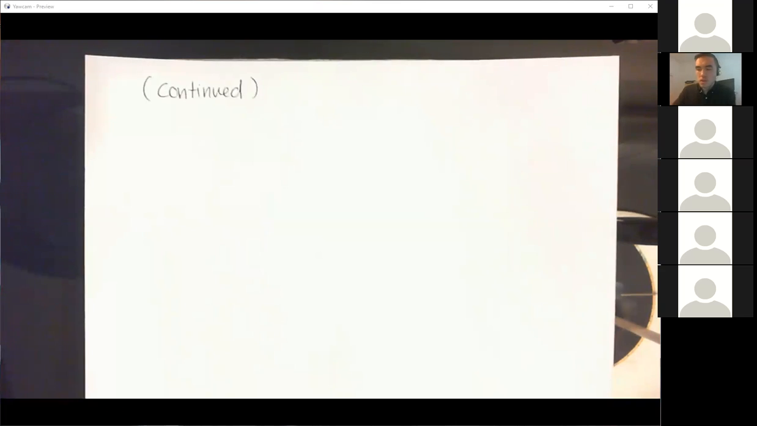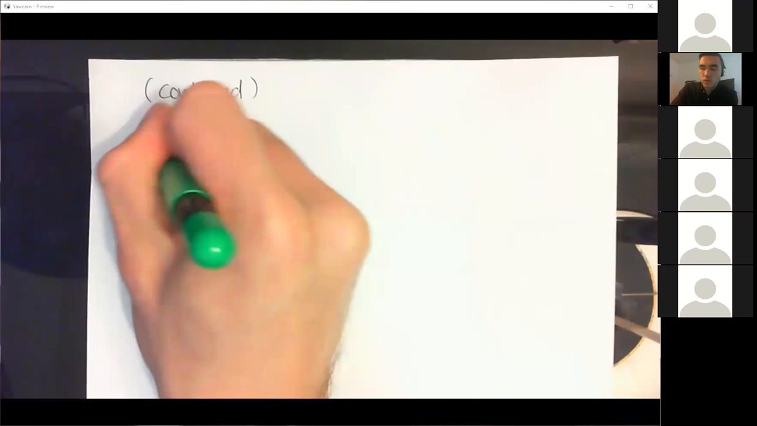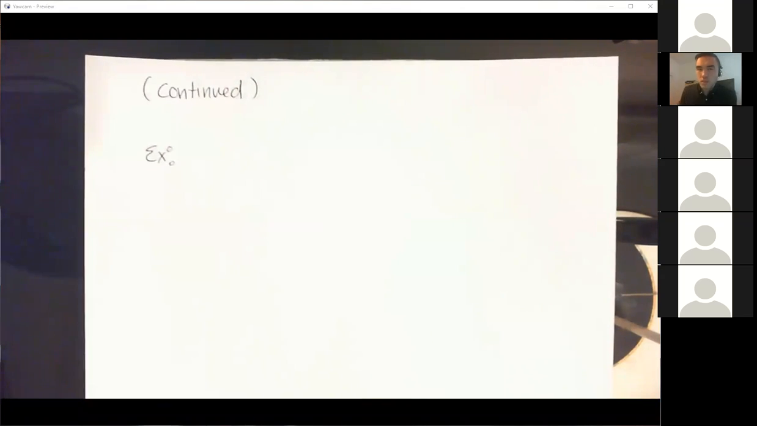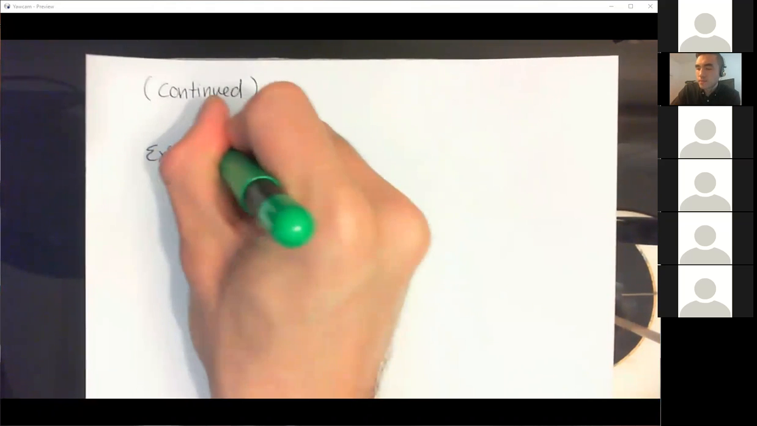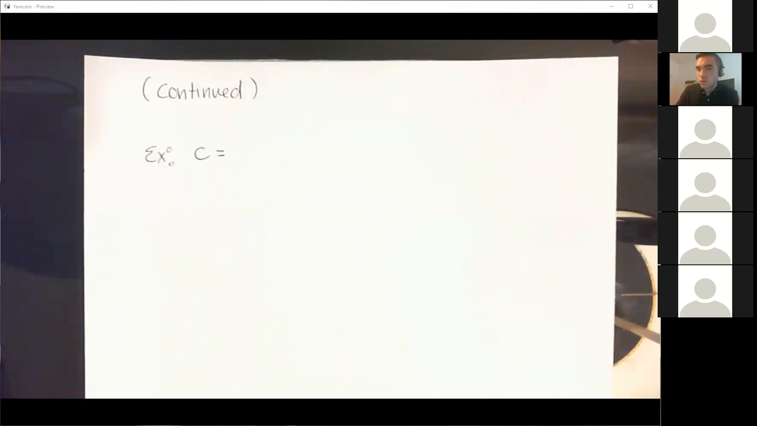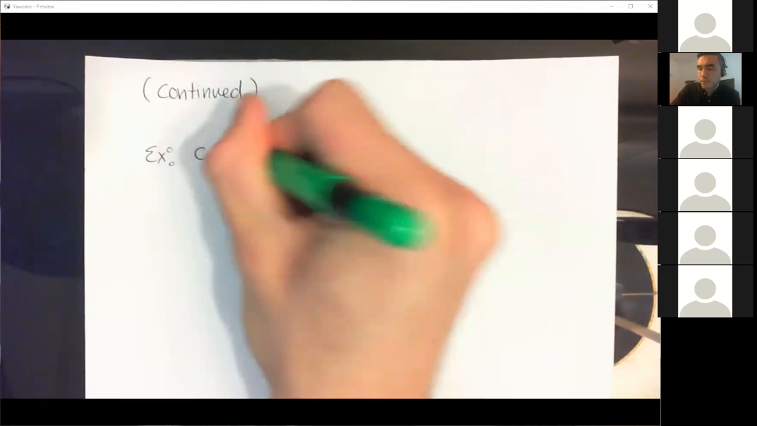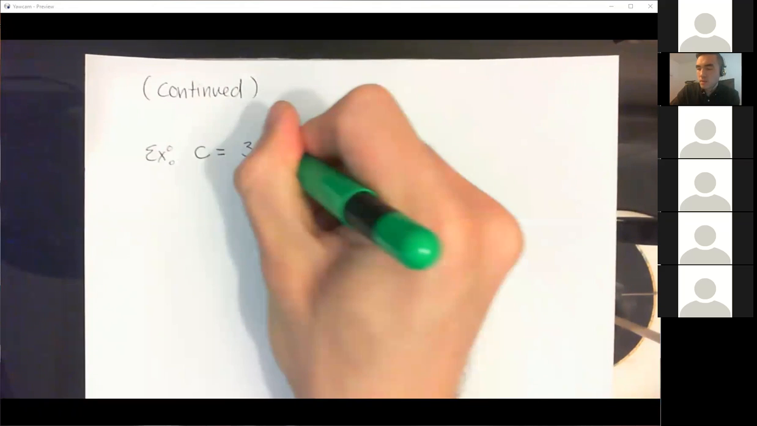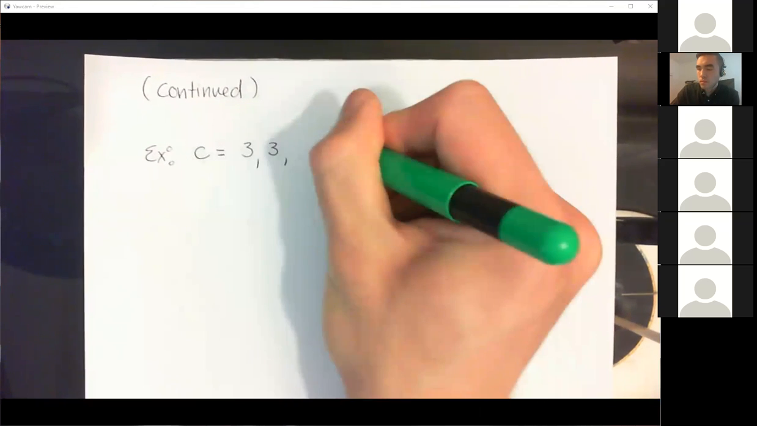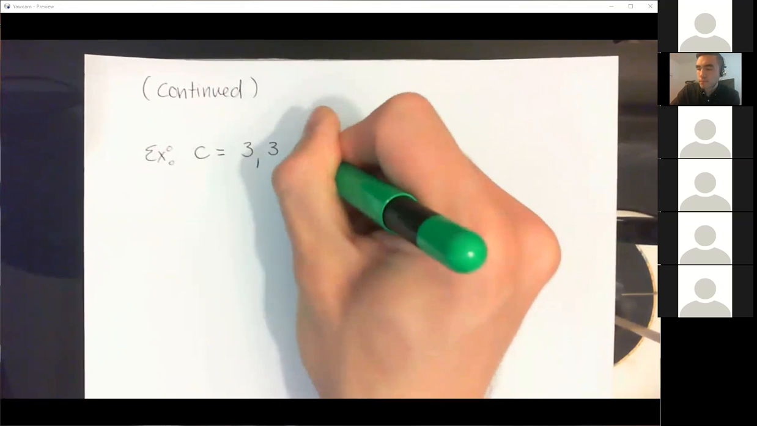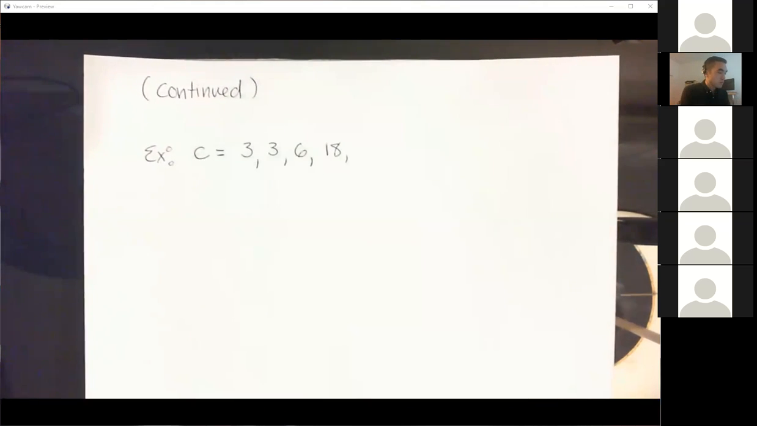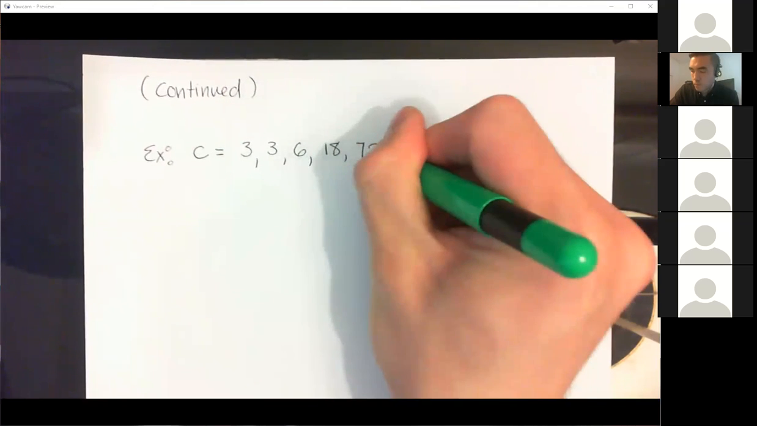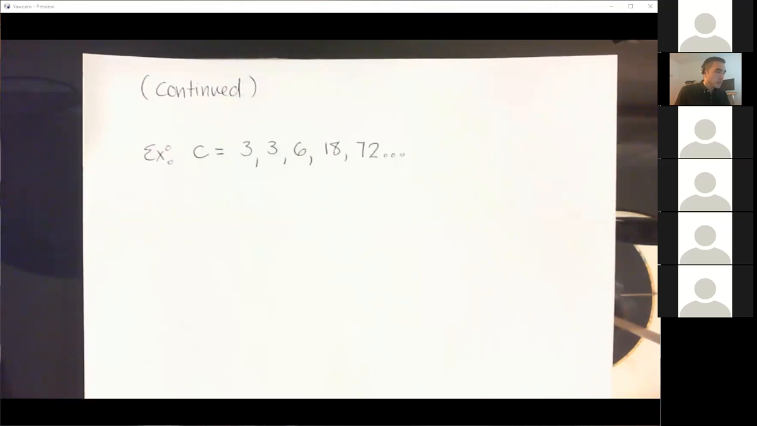So the last thing that I want to talk about is this example, which leads to a new title. Let's say that we have the following sequence, and this sequence is C, and it is equal to 3, 6, 18, and 72.